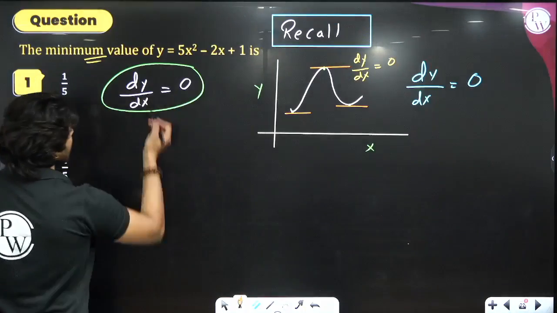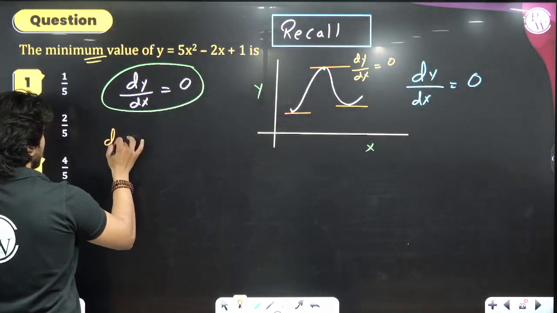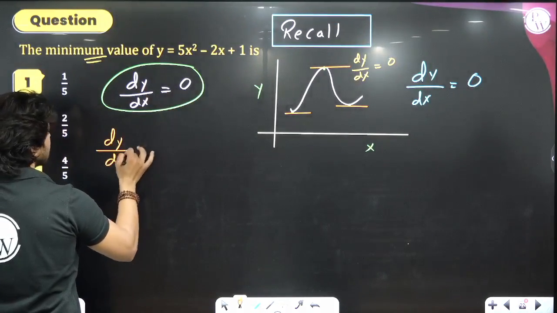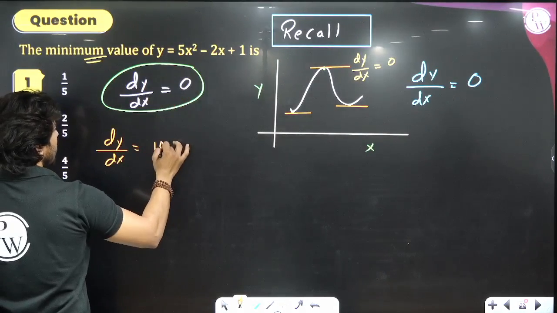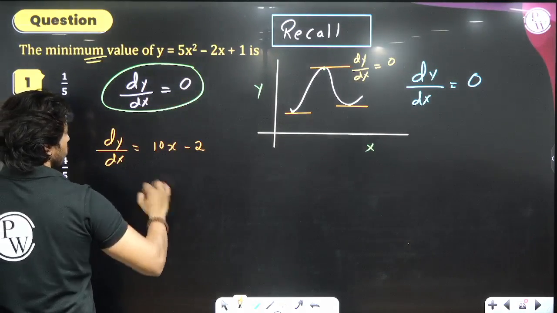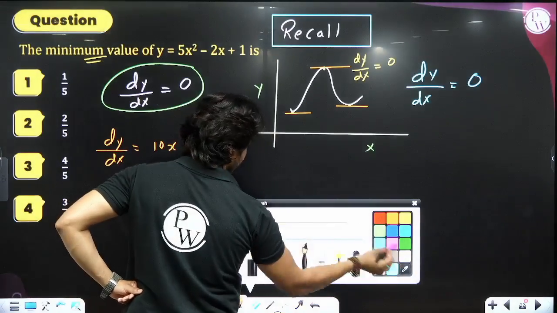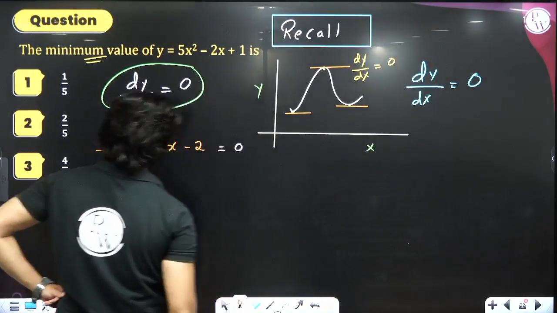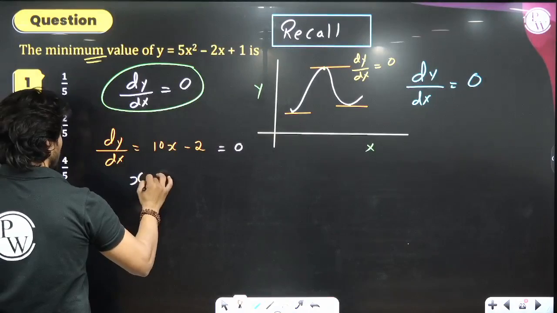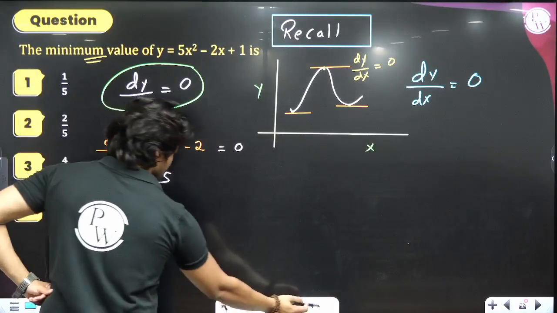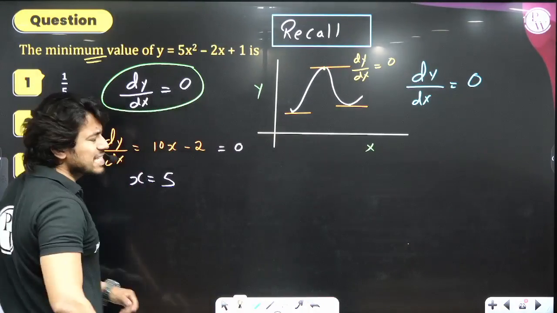Okay. What is dy by dx? Differentiate it. What is dy by dx? This is going to be 10x minus 2 and make it equal to 0. Make it equal to 0. You get x equals 5. But sir, there is no option given as x equal to 5.